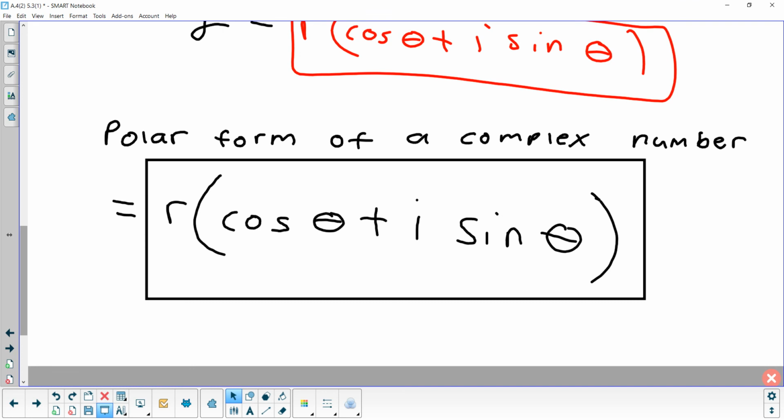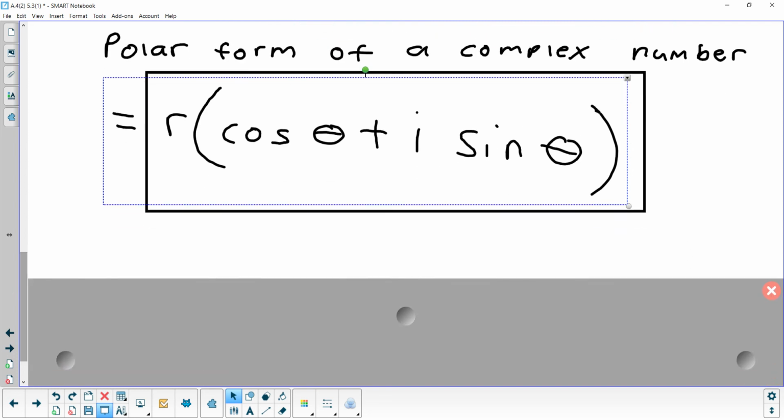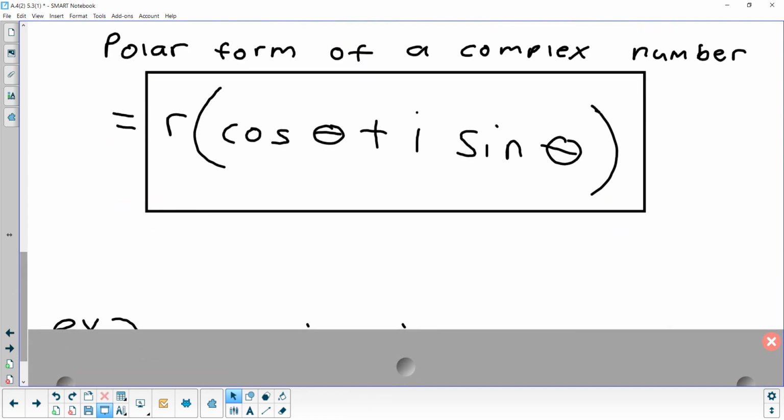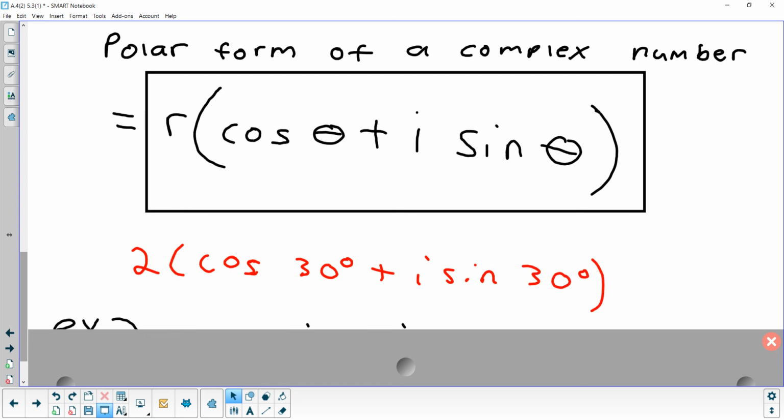Yes? Pi. You have to add pi if you're going to do it in radians, or what if you're doing it in degrees? 180. So the formulas to find the r and the theta are exactly the same as the formulas you used last night. So here's what a final answer would look like: 2 cosine, I'm just making this up, 30 degrees plus I sine 30 degrees.